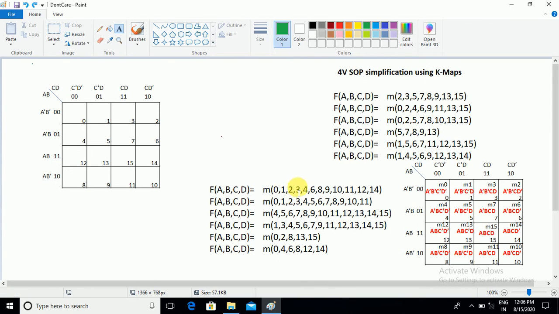The next example is about 0, 1, 2, 3, 4, 5. Let us select them: 0, 1, 2, 3, 4, 8, 0, 1, 2, 6 are also there, and 8, 9, 10, 11, 12, 14. This is somewhat important. Here we cannot create a 16 cell group, because 5, 7, 13 are not selected, but we can create some 4 cell groupings.